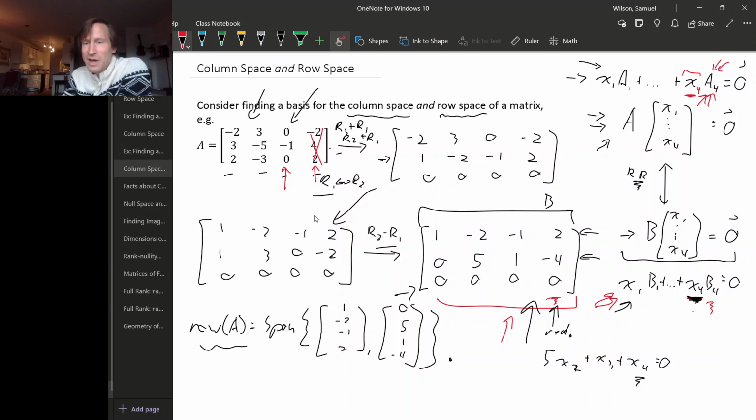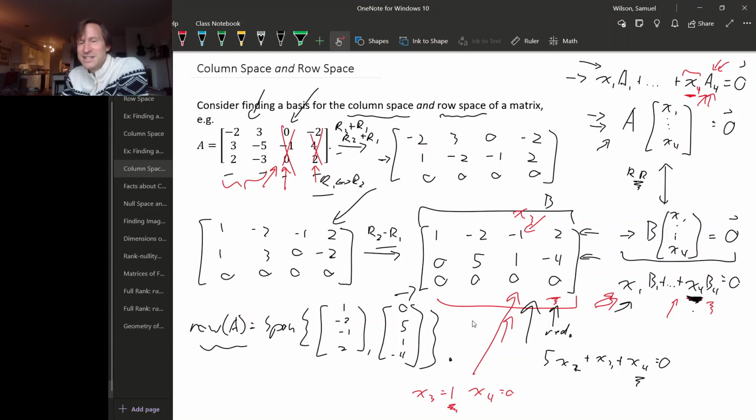Okay, but look, the third column also corresponds to a free variable. And so by choosing x4 to be 0 and x3 to be 1, that demonstrates there's a linear dependence relationship where x3 is a non-zero variable. So that means that the third column here is redundant, and so the third column in the original matrix is also redundant. So really we only need these two.